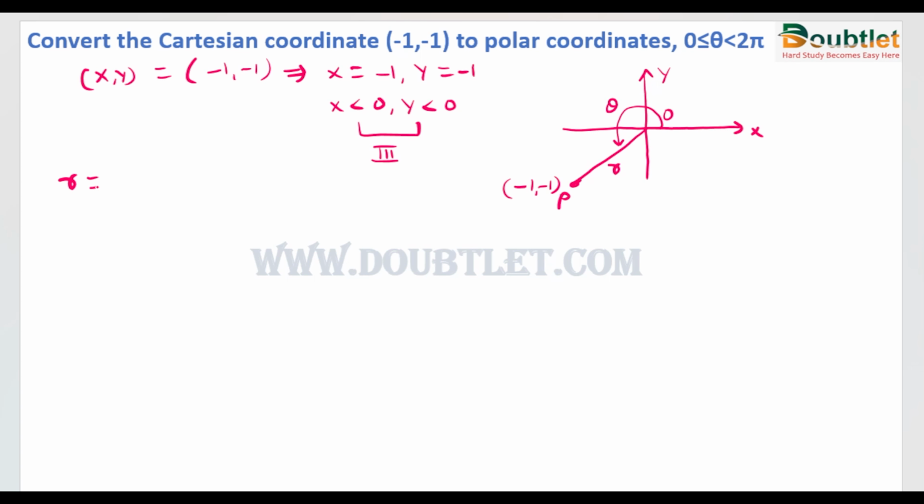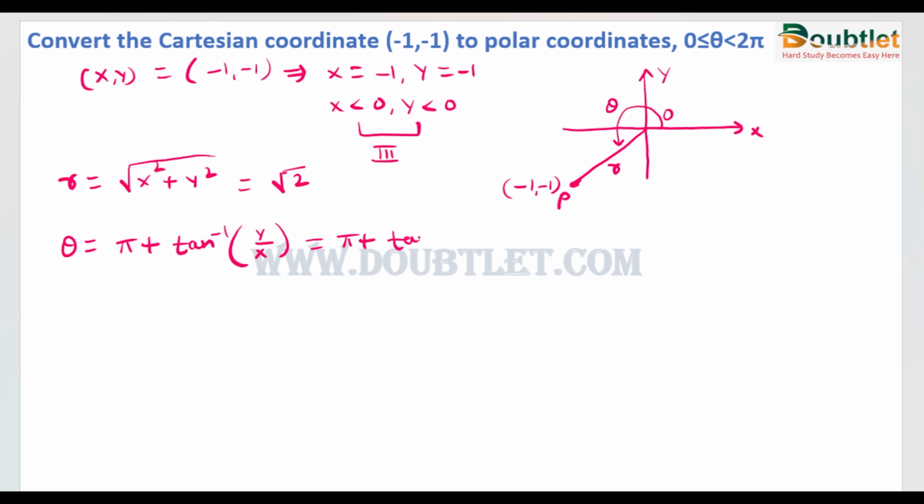To find r, we will use the formula of the square root of x square plus y square. So we can write this as root 2, because -1 square plus -1 square, and we have to take the square root. So this is root 2. Now for theta, we will use the formula again, pi plus tan inverse y divided by x. This is the same formula for the second quadrant and the third quadrant. So if we solve this, what will we get? We will get tan inverse of y value is -1, x value is -1. These both will be cancelled. So we can write this as tan inverse of 1.